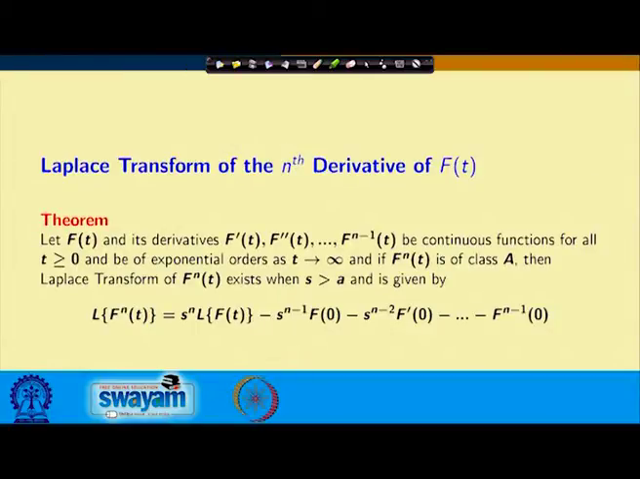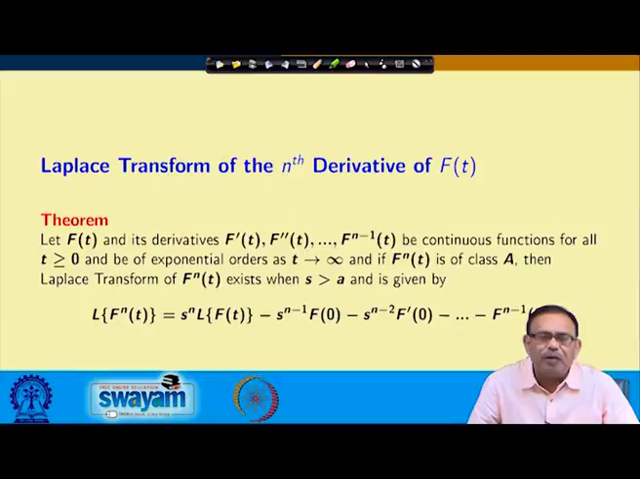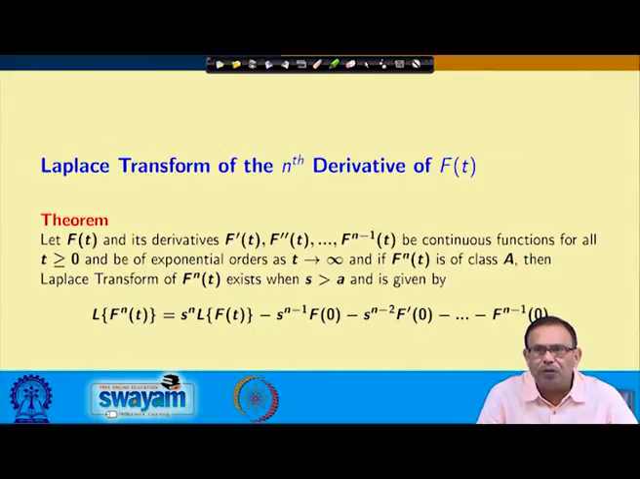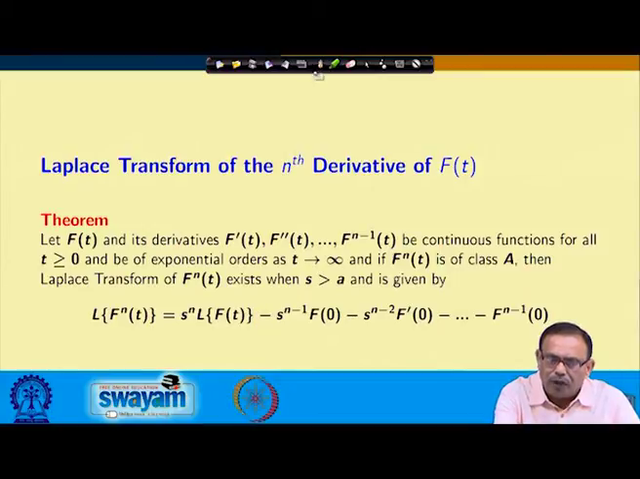Now, let us take the next one, that is Laplace transform of nth derivative of f t. Means once I know the Laplace transform, what can be the Laplace transform of the nth derivative of a function? This is equal to s to the power n Laplace transform of f t minus s to the power n minus 1 f 0 minus s to the power n minus 2 f dash 0, like this way, minus f n minus 1 0. So, let us see how we can prove this thing.